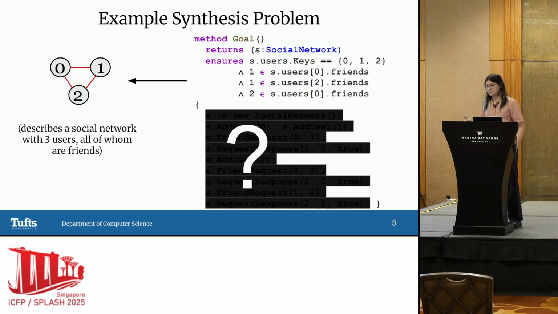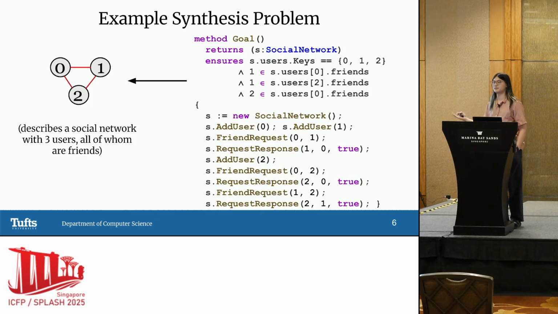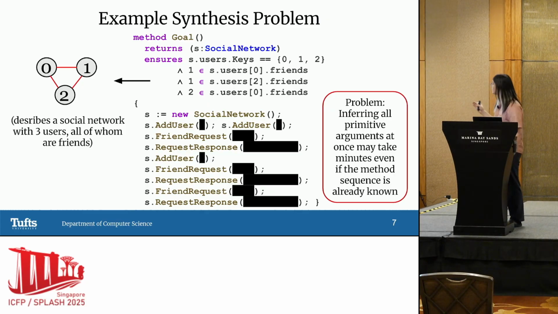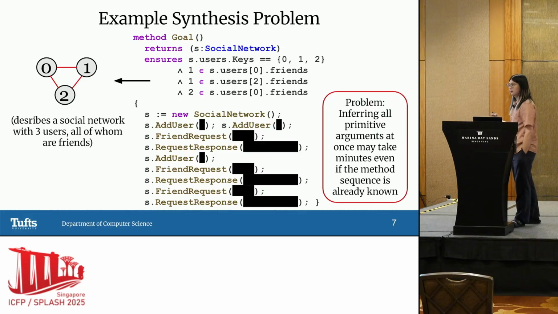So what is a sequence of method calls that can generate this desirable heap state? It's pretty simple, right? You add 3 users, send 3 requests, and respond to the 3 friend requests. However, this is actually a non-negligible number of calls to a bunch of methods. So we can remove the primitive arguments to all of the method calls and try to ask Dafny to generate the concrete arguments. This already takes minutes. And this is given that we have provided the sequence of method calls. In particular, when we are trying to synthesize this program, this is unknown.